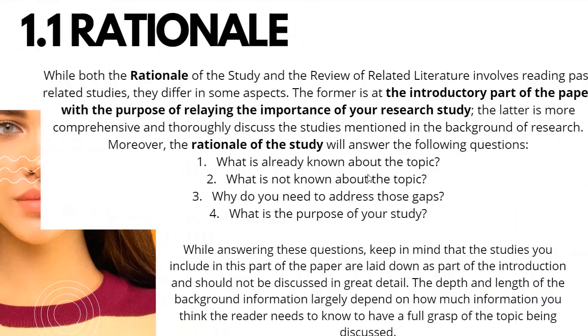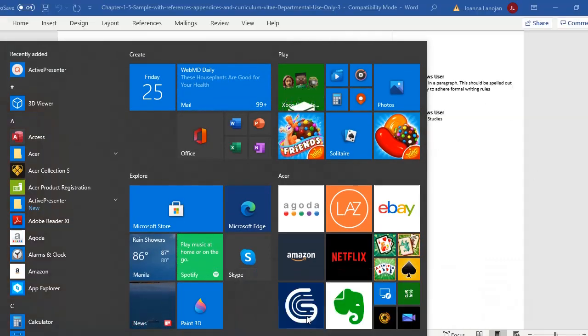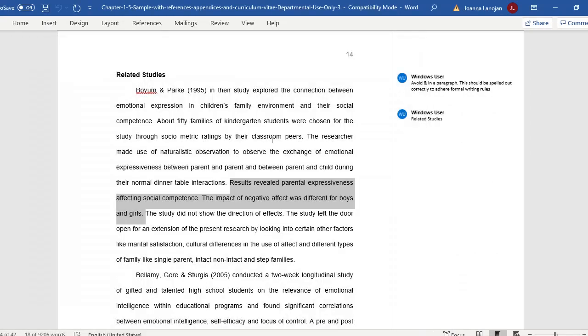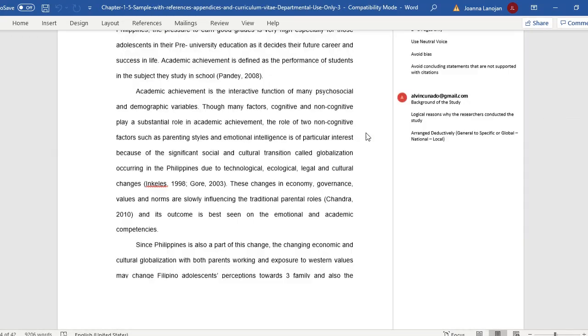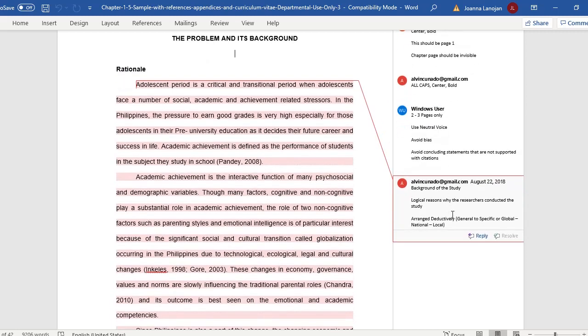Alright, let's begin with the rationale. Let me just give you an example. So, chapter 1, rationale. It should be centered and bold, it should be page 1, and the chapter page should be invisible. In all caps, centered and bold: The Problem and Its Background. Use a neutral voice and avoid bias in the rationale. This is the logical reasons why the researchers conducted the study.